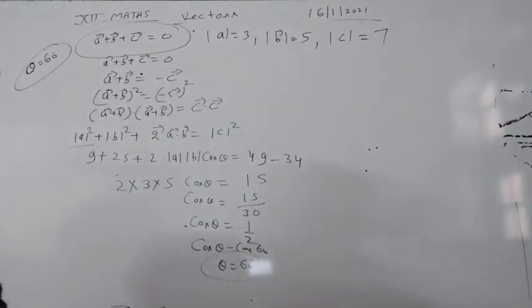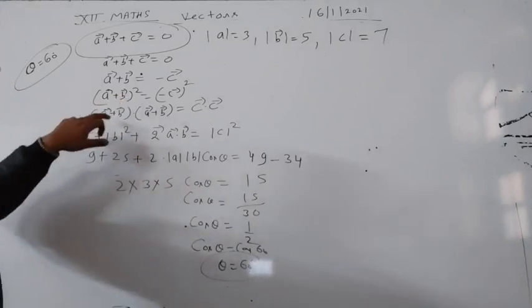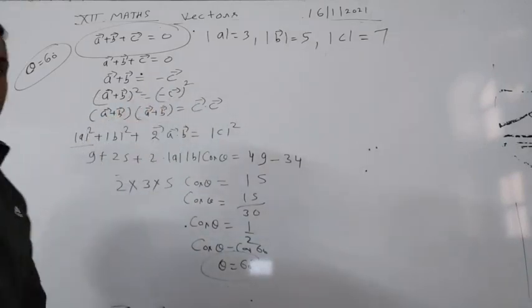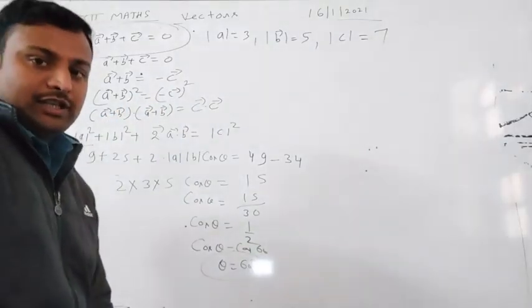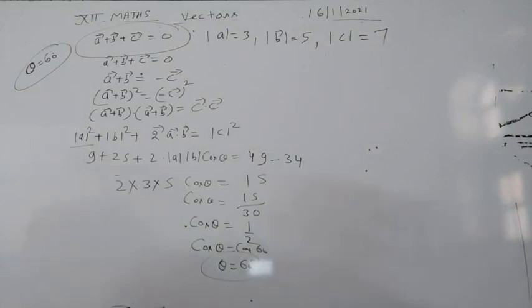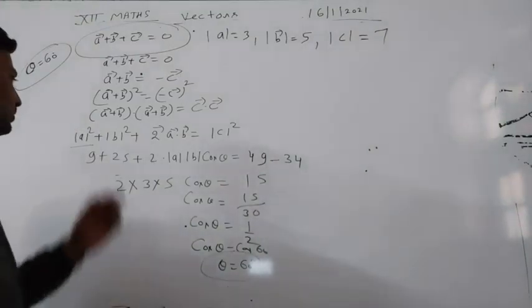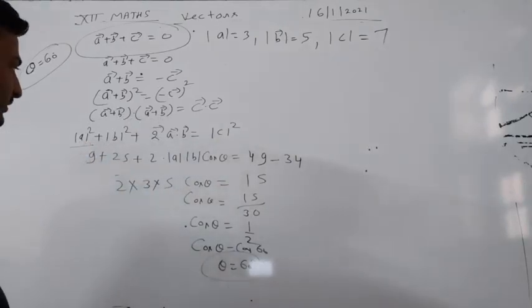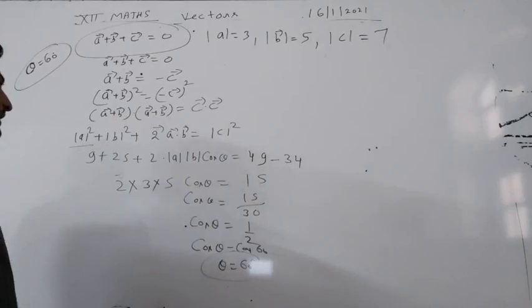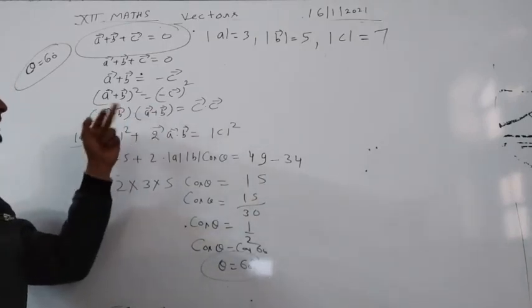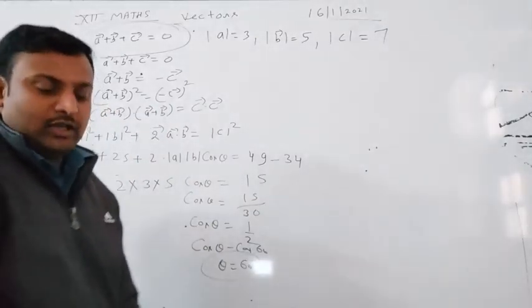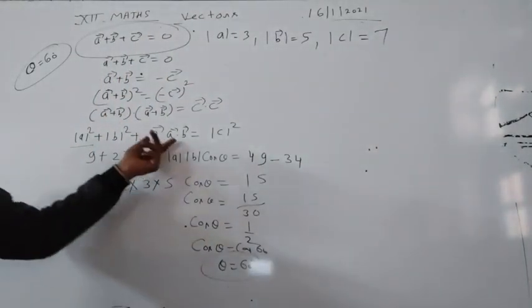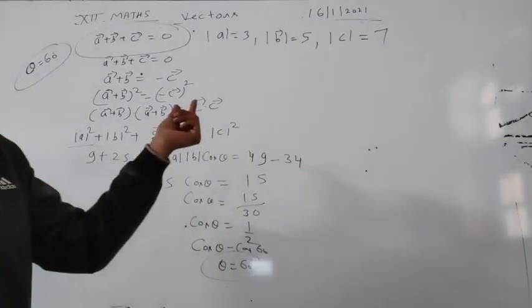Now, squaring both sides, we can write A plus B dot A plus B, and this minus changing to plus, and this C we can write C dot C. Now when we multiply, A dot A is A square, and B dot B is B square, and this will be A dot B, and this will be B dot A. So A dot B is equal to B dot A. So we can write 2A dot B, and this is magnitude of C square.